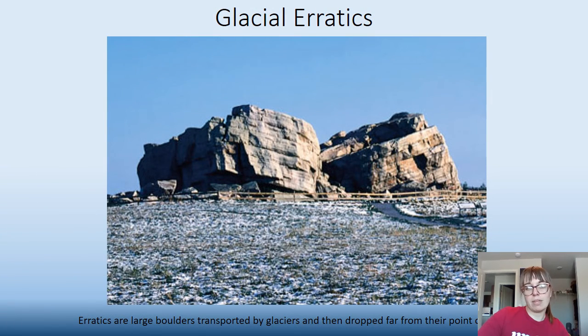And if we had more time, we would go through a lot more of these cool features that are created by continental versus valley glaciers. But to keep it short and simple, I really want to point out glacial erratics. Glacial erratics are super big boulders that have been transported by glaciers and then dropped when that glacier started to retreat. And glacial erratics are generally evidence of a continental glacier.